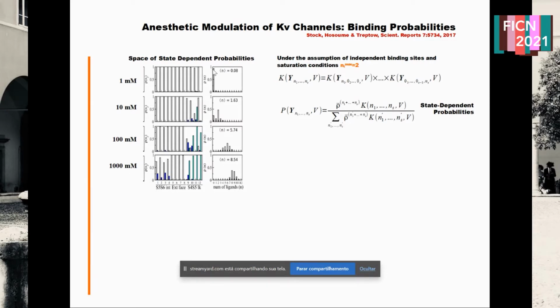So this is the probability of the protein to be occupied by a given number of ligands, regardless of their site distribution. And it's clear that as you increase the concentration of the ligand in the environment, you start populating more and more the protein. That population is, however, highly site-dependent. There is a clear preference for the S4-S5 linker, followed by the S5-S6 interface, and a much less important interaction at the external face of the channel.